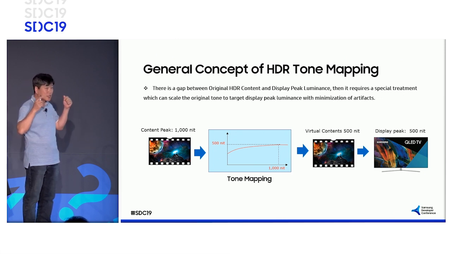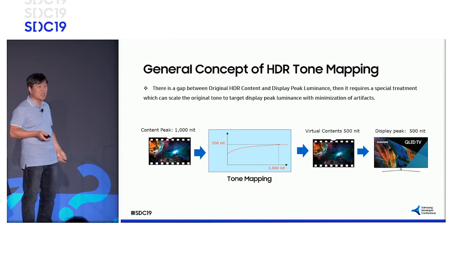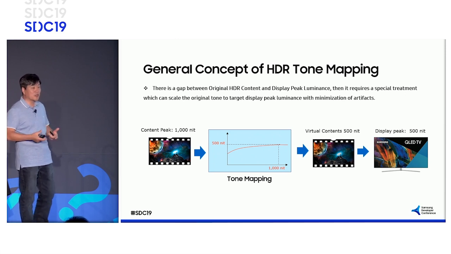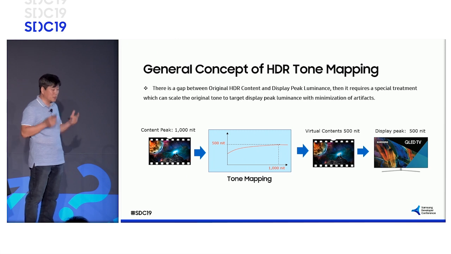Conceptually, that's conversion. So input content from here is 1,000 nit. This is just an assumption. But your display has a capability to render up to 500 nit. In that case, you need to design some spatial mapping curve with the preservation of the original creator intent. That's the basic concept of why we need to develop the HDR tone mapping technology.